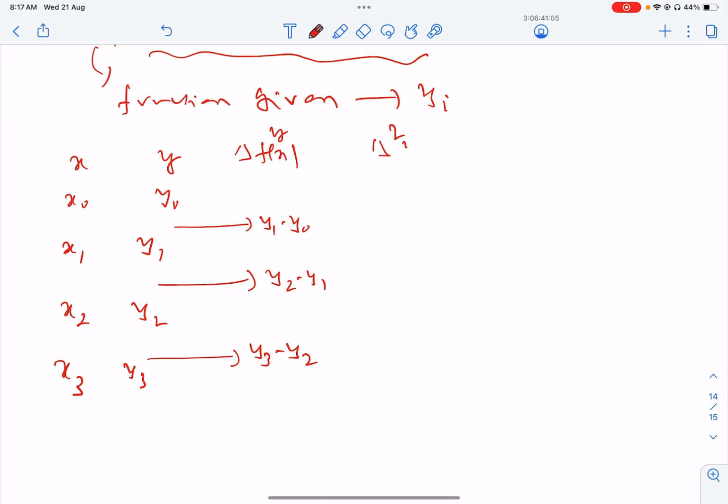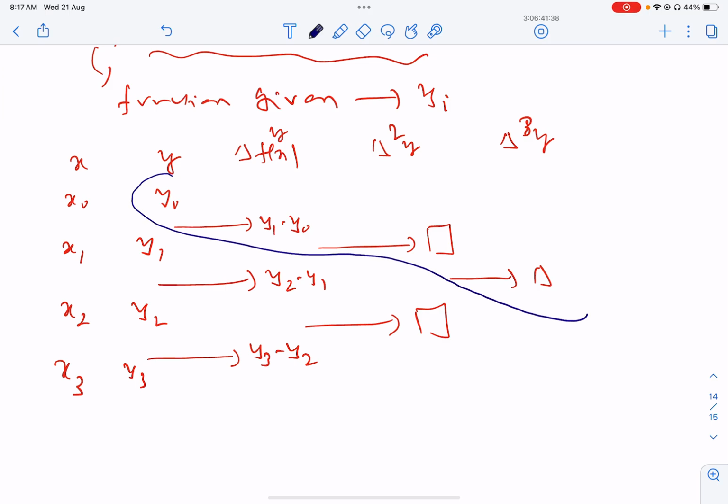Then the second difference is again taking the difference of these two, and the difference of these two. So here you have some number, here also you have some number. Then the third difference: you take the difference of these two and here also you have some number. In Newton's forward interpolation formula, you have to use these values, and the formula is like this.